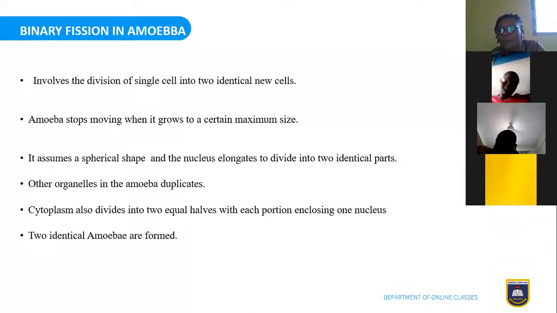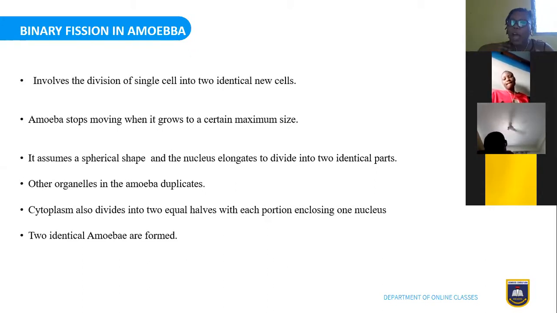I said cytokinesis is the breakdown of the cytoplasm, and karyokinesis is the breakdown of the what? Nucleus. So the nucleus found in the parent amoeba divides into two to give you two daughter nuclei. After the nucleus has divided into two, the cytoplasm must also divide into two. Remember that all the organelles found in the cytoplasm must duplicate themselves. Mitochondria must duplicate. Every food vacuole must duplicate, so that you have two copies of the various organelles. One copy goes to one amoeba, another copy goes to another amoeba.